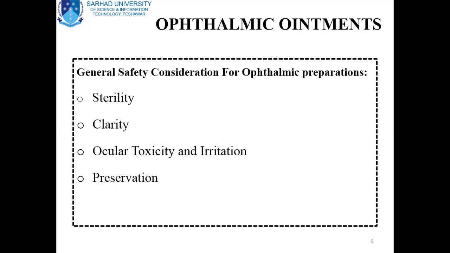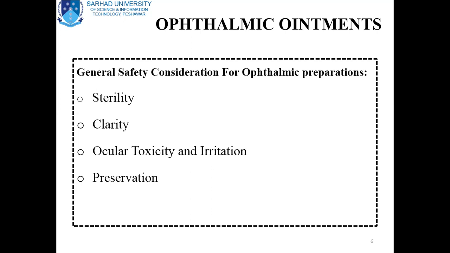General safety considerations for ophthalmic preparation. What will be the considerations for the safety of the ophthalmic preparation? There are different ophthalmic preparations manufactured in the pharmaceutical industry. I have told you the most commonly employed are the solutions, suspensions, and ointments. But there are certain considerations which are termed as general safety considerations regarding these ophthalmic preparations.